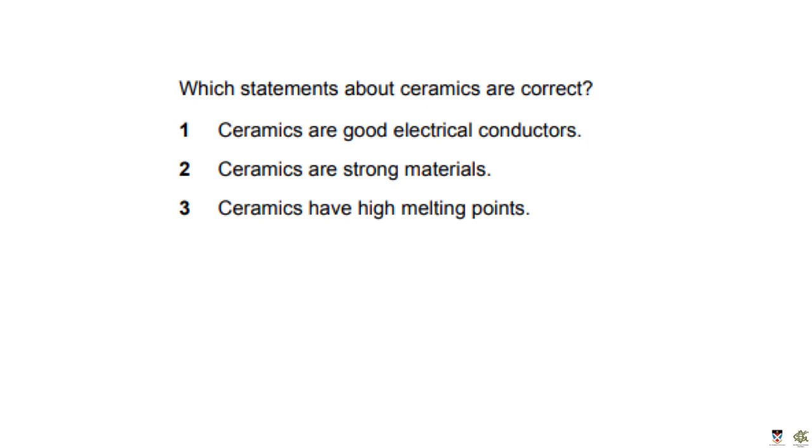Which statements about ceramics are correct? Ceramics are good electrical conductors. We know that is incorrect, because in the giant ionic and giant covalent structures of the ceramics, we have no free electrons, and the ions cannot move, therefore they cannot conduct electricity.